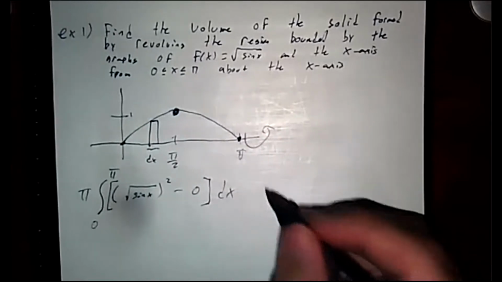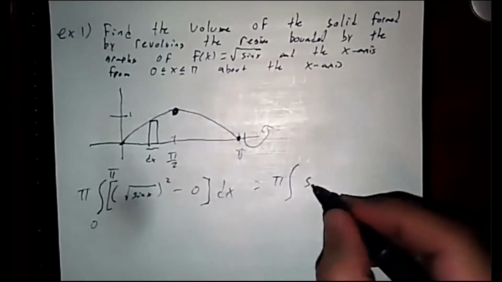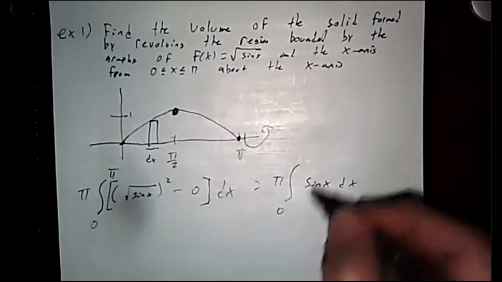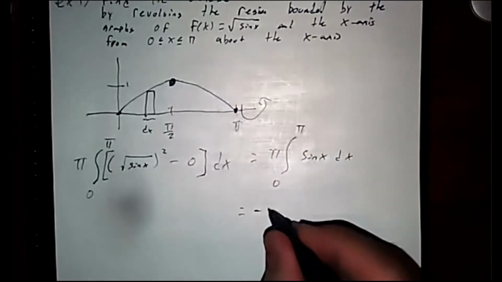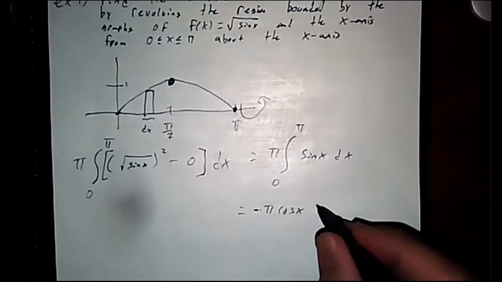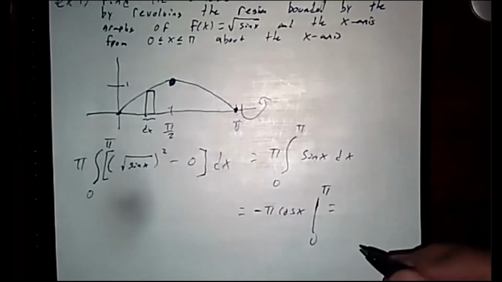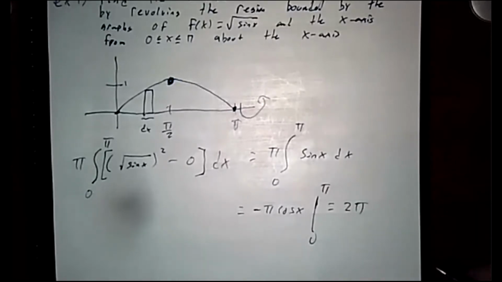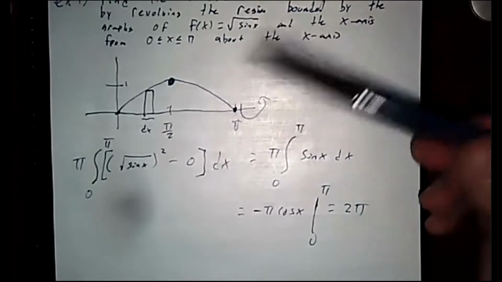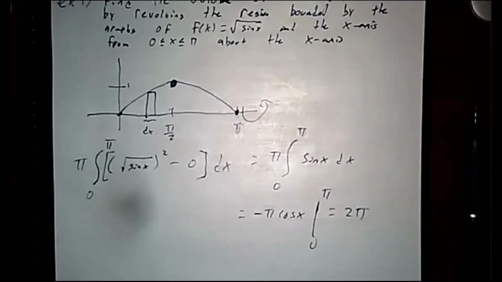So the integral becomes simply the integral of pi sine x dx from 0 to pi, which is going to be negative pi cosine, right? From 0 to pi. So the answer would be 2 pi. So the volume is 2 pi. Are there any questions on the setup or how we did this?